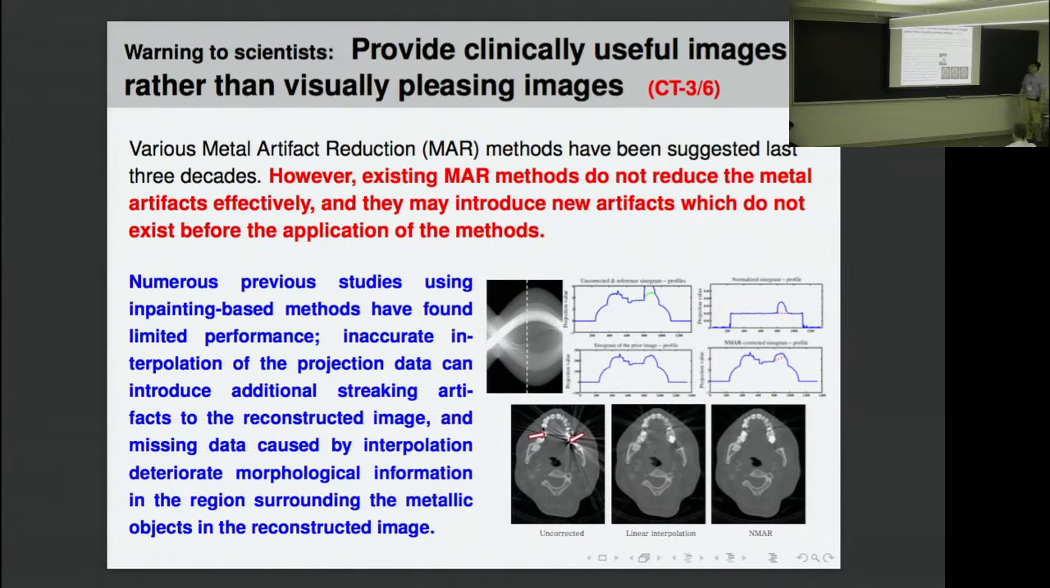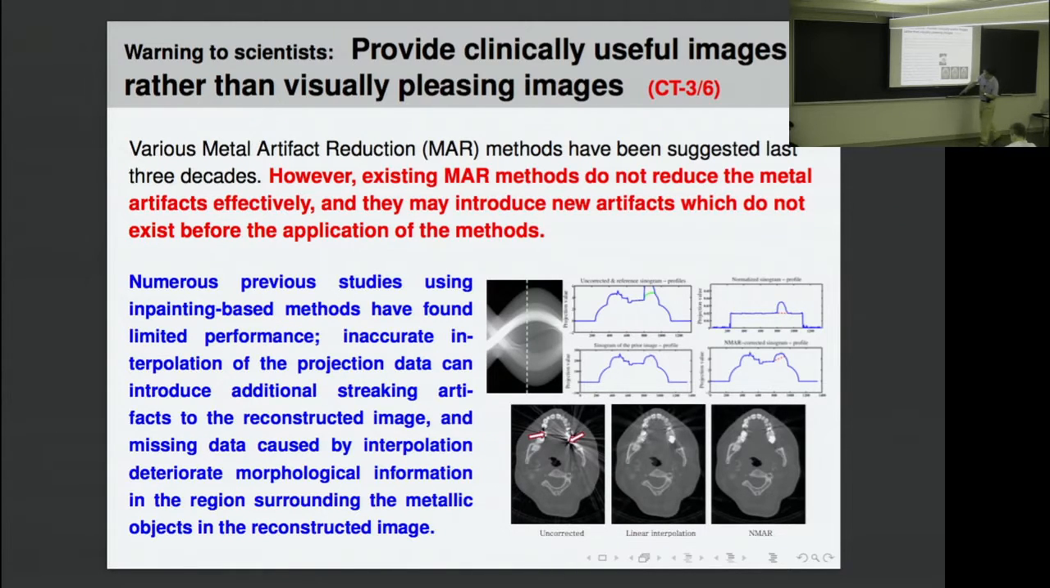Okay, so maybe many people think about total variation. But the warning to scientists is to provide a clinically useful image rather than a visually pleasing image. That's important. Over the last three decades, various metal artifact reduction methods have been suggested. However, existing MAR methods, MAR being metal artifact reduction, do not reduce the metal artifact effectively. They may introduce new artifacts which did not exist before the application of the method.